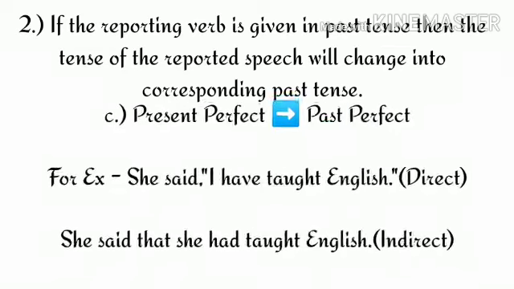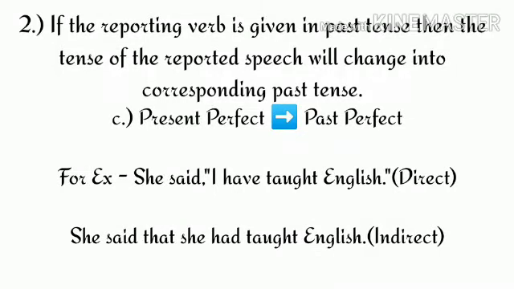Now, if this reported speech is in present perfect tense, it will change into past perfect tense in indirect speech. For example, she said, I have taught English. You can see the reported speech is, I have taught English. That is present perfect. It will change into past perfect as, she said that she had taught English.